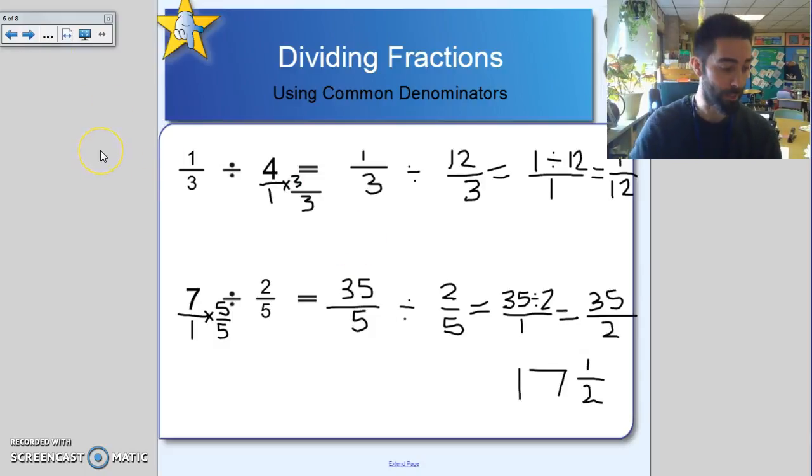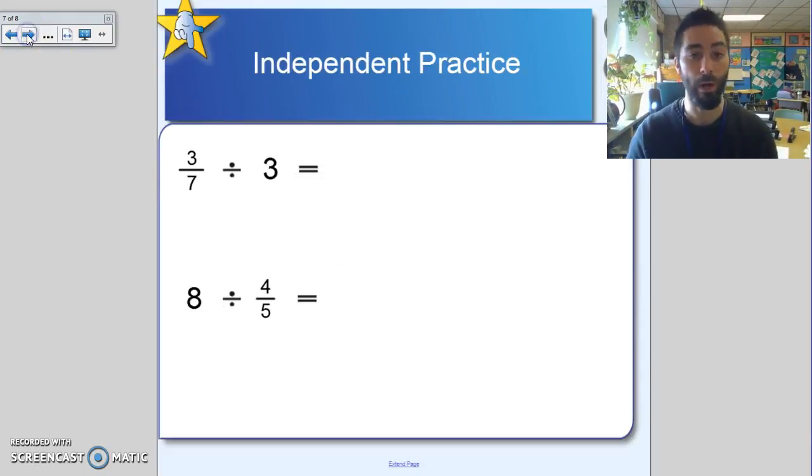Now, on the next slide, you're going to do 2 problems independently. So you're going to be doing 2 sheets. One sheet is for multiplying fractions, and the other sheet is going to be dividing fractions and wholes. So here you have 2 problems to do. Do these 2 problems as well as the 3 multiplying problems, and then bring them into class and hand them in. Best of luck. Happy dividing and multiplying.